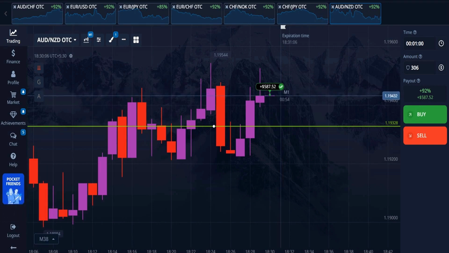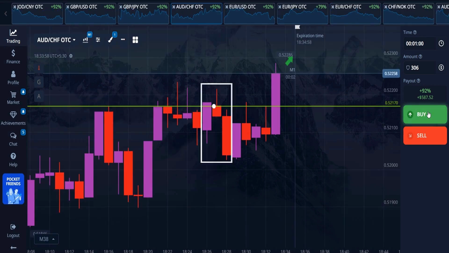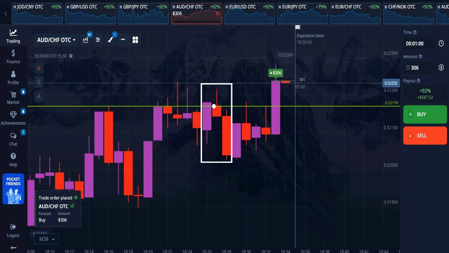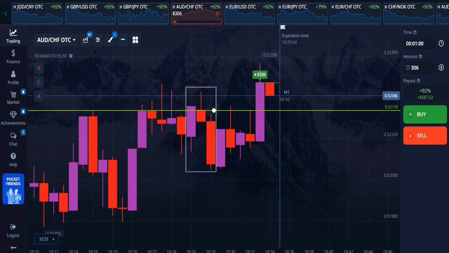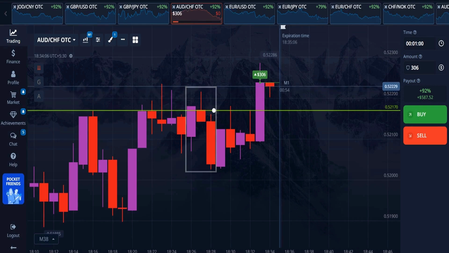But don't go anywhere. I want you to see how this strategy performs in different market conditions. So let's look for another setup together. All right, traders, take a look at this setup. I've just placed a buy trade according to our strategy. We had a clean 3-candle pattern here. One bullish candle followed by two bearish ones.